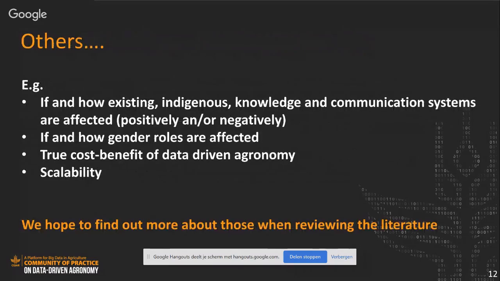And then there are some others that we basically know very little about yet. So this is one of our other review objectives. We have very little know-how about how data-driven agronomy might be affecting the indigenous ways of communicating and knowledge exchange, as well as what is happening to gender roles when women are starting to access technologies more. Is that affecting the way agriculture is taking place? At the same time, the expectation is that there's a good cost benefit for these kinds of technologies, but what do we really know about it? And lastly, I think the issue of scale. When you look at it today, the scalability of many of the platforms is also questionable, and yet we have very little insight.